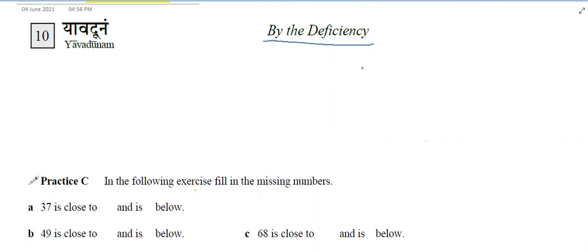Now see, not subtracting. How much is less? How much is missing? See, suppose we consider 99, is it a complete number? No, sir. To make it a complete number, how much is deficient? 1. So that is the deficiency intention.